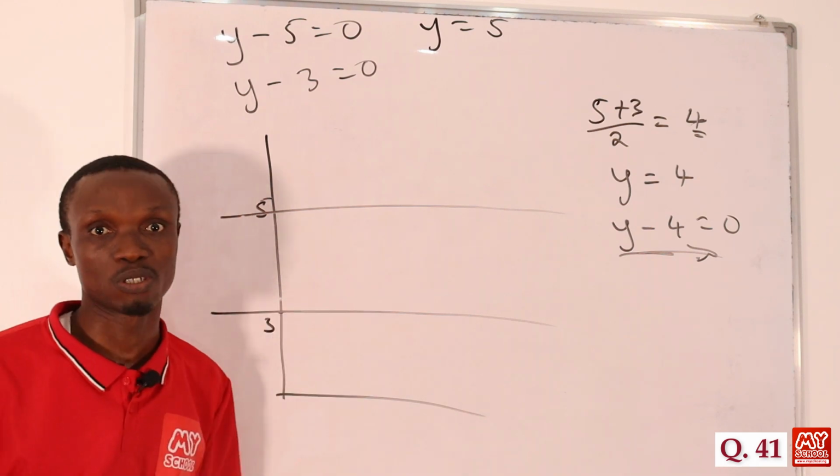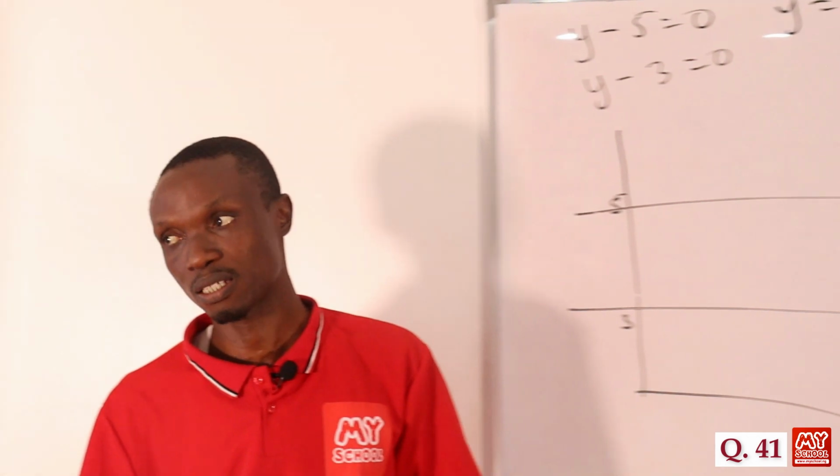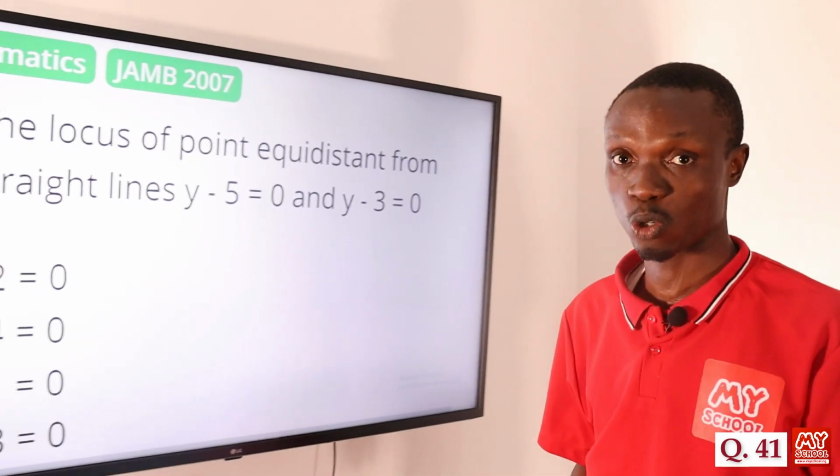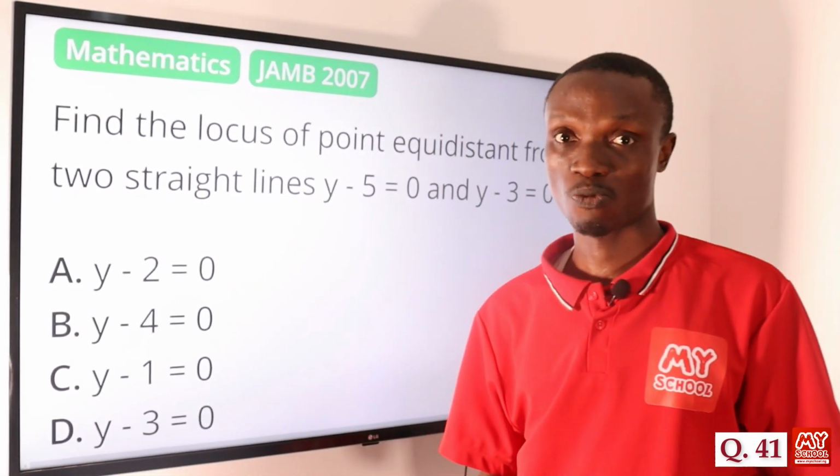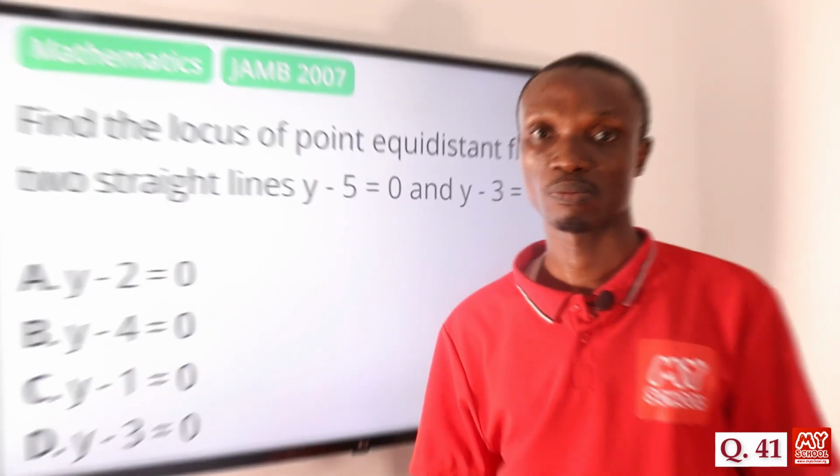So let's return back to the screen to pick the correct answer to this question, and that is option B, y minus 4 is equals to 0.